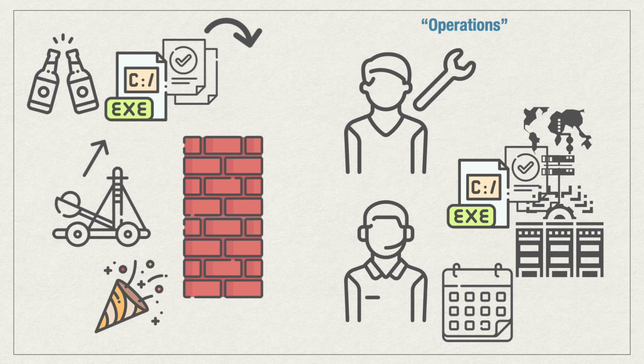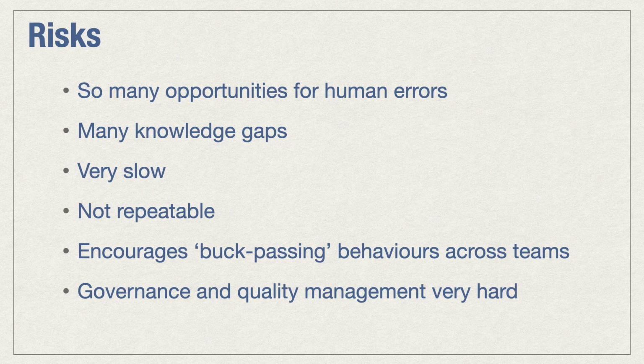So as you can probably guess, lots of risks associated with this way of working. It's a very, very manual process, and so there were very, very many opportunities for human errors to occur. And because there were so many knowledge gaps, it was very easy to forget to include things in a build or forget to document how to use something in the release package, or just forget to mention essential dependencies that were needed in production environments. So as a result, the whole process was very, very slow and not repeatable.